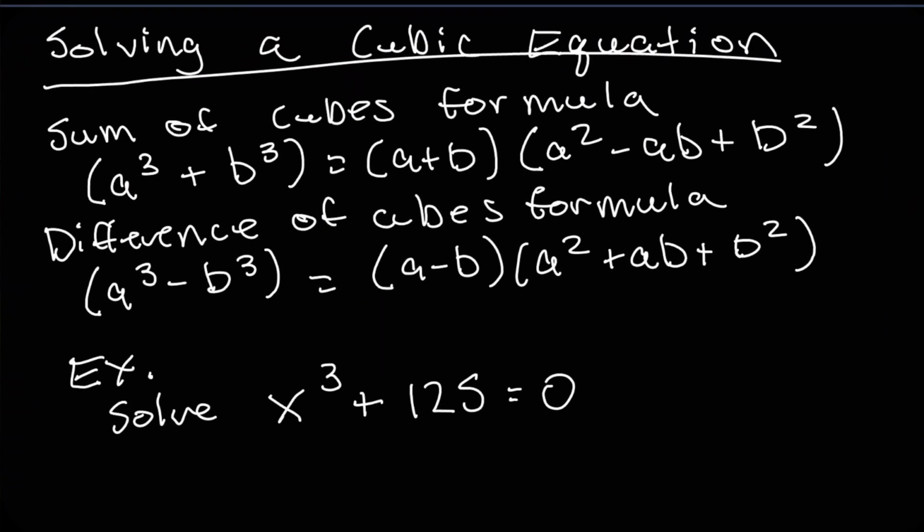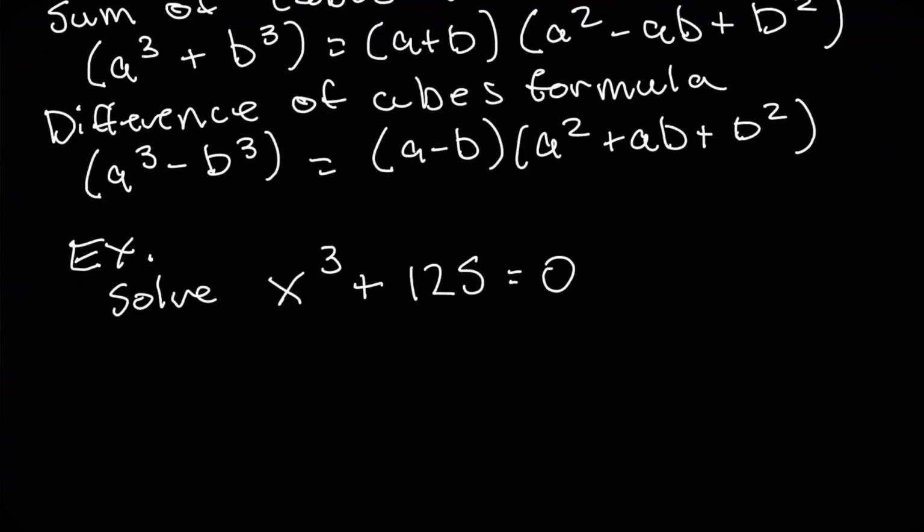Okay, so let's look at solving a cubic equation. We have this thing called the sum of cubes formula and also the difference of cubes formula, where the sum of cubes formula is a to the third plus b to the third, and that's going to be equal to a plus b times a squared minus ab plus b squared. And then our difference of cubes formula is going to have a to the third minus b to the third, and that's going to be equal to a minus b times a squared plus ab plus b squared. So applying this sum of cubes formula, let's go ahead and look at this first example here.